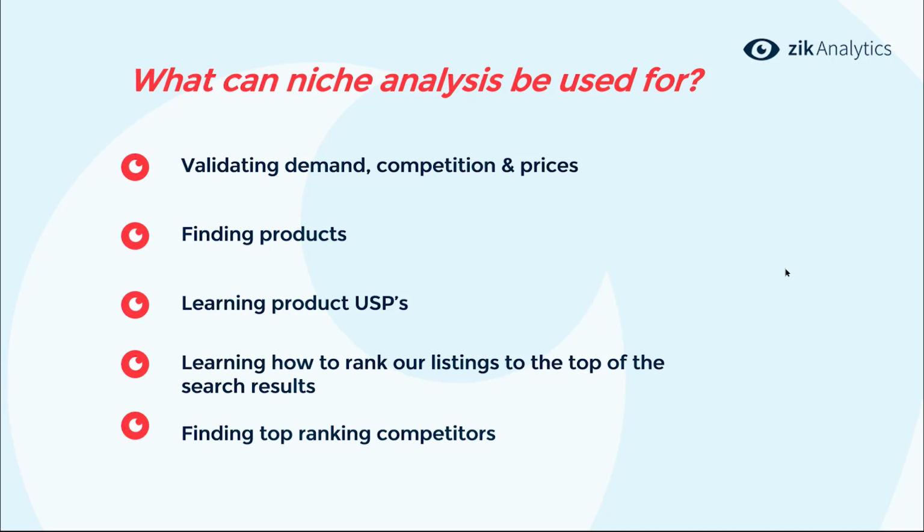And this way, bring our listings to the top of the search result. And number 4 is finding top ranking competitors. So it really depends what you are targeting. If you are analyzing a niche because you're interested in selling in a specific niche and finding a product, then you will go through the process of finding the niche, validating demand and competition, finding products, learning the unique selling propositions, and then go to your supplier to source a unique product with the unique selling proposition, and then learn how you can rank it to the top of the search result.